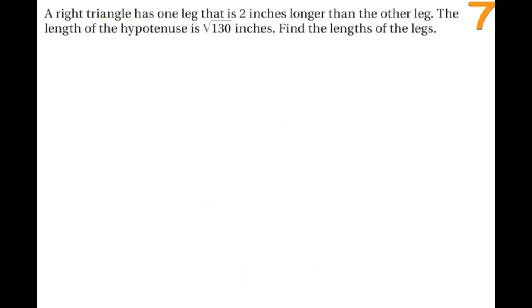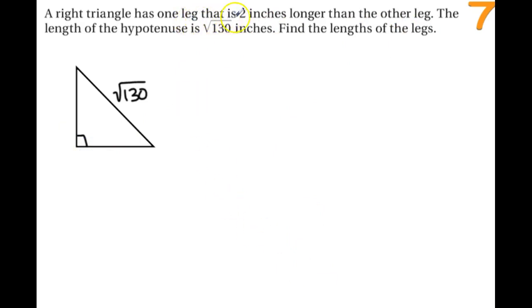It says a right triangle. Okay, so I'm going to draw a triangle. It has one leg that is 2 inches longer than the other. So these two sides are our legs. Remember, the long one is our hypotenuse. The length of the hypotenuse is square root of 130 inches, so put that on C. Find the lengths of the legs.